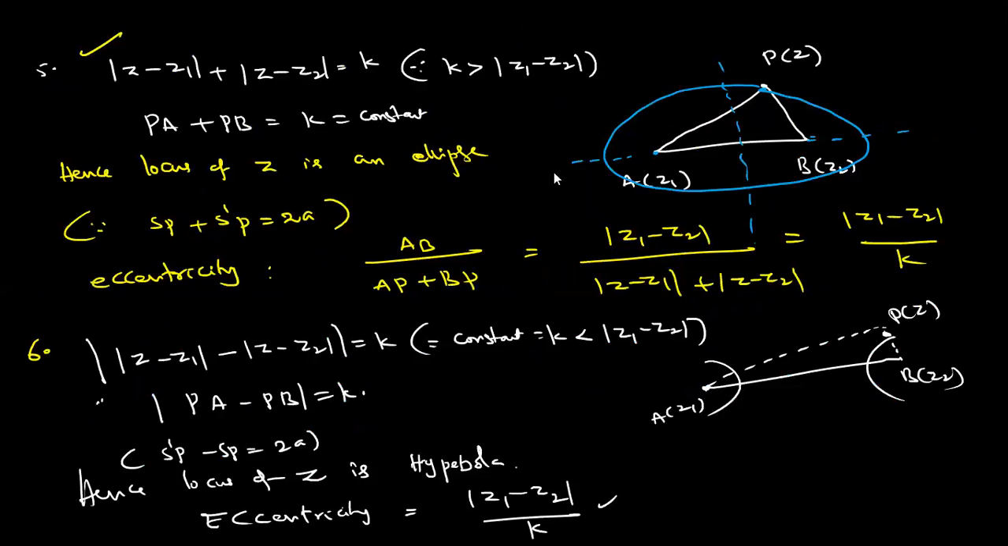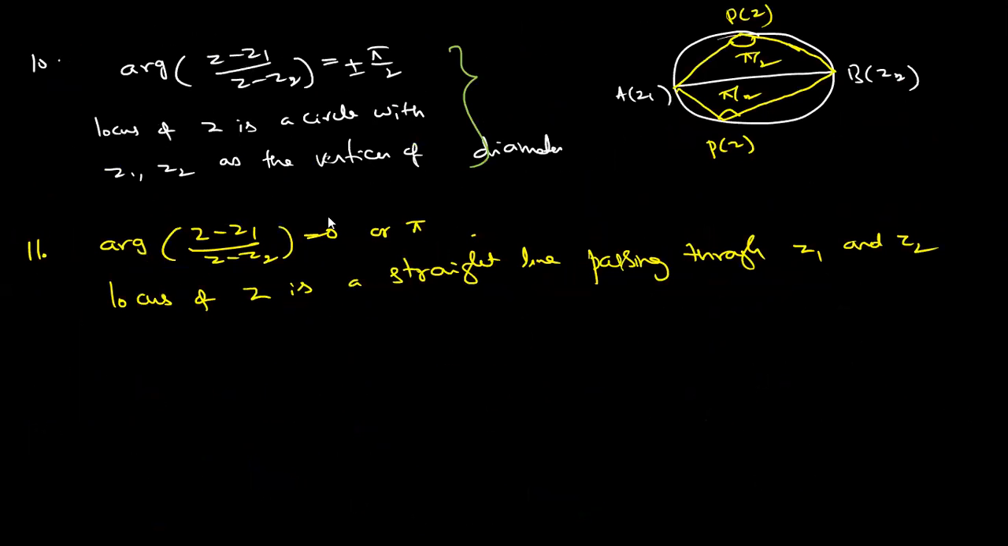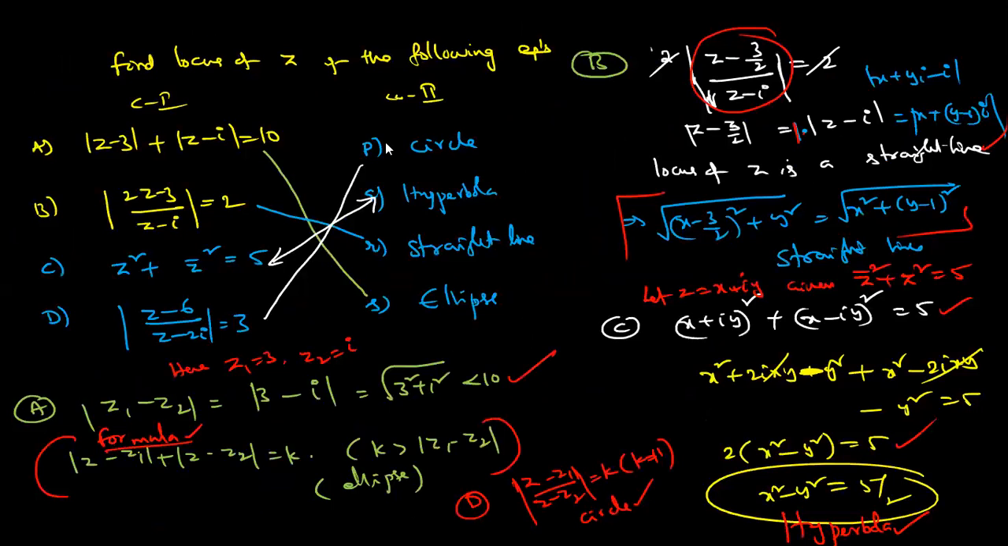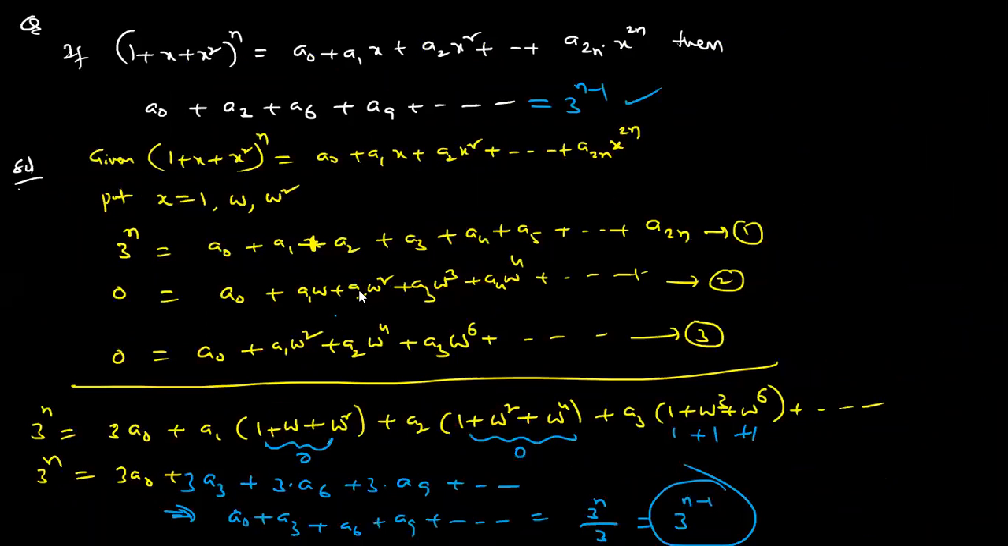Find the locus of z for the following equations, column 1 and column 2. Yesterday we discussed what the locus of this z is: a circle, a hyperbola, a straight line, and an ellipse.